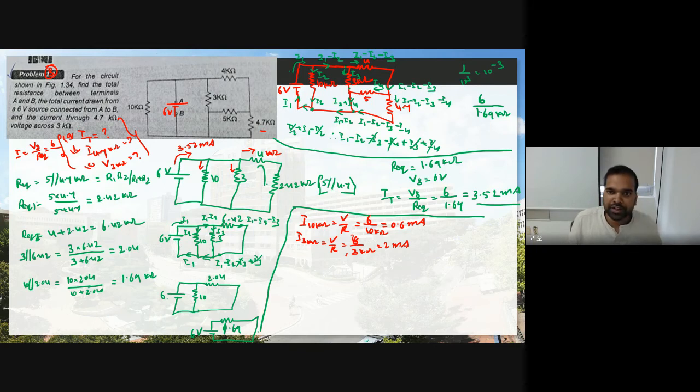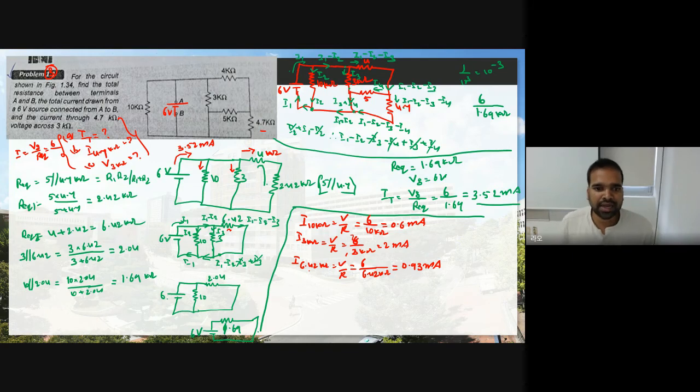6.42. Now we need to find the current flowing here, at the 6.42 kilo ohm, V by R. What is the voltage? Even this particular resistor is connected parallel to the battery. Therefore 6 by 6.42 kilo ohm. Now if you cancel this, you will get 0.93 milliampere. Yes or no? Yes.